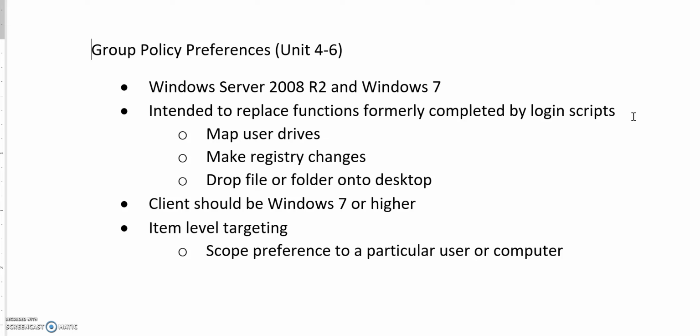And another thing you're going to see in one of these labs is something called item level targeting. Basically what that means is that you can scope a preference to a particular user or computer. So you can say, I need to put this file only on this user's machine, or only on this exact computer. All right, and that's it for group policy preferences.